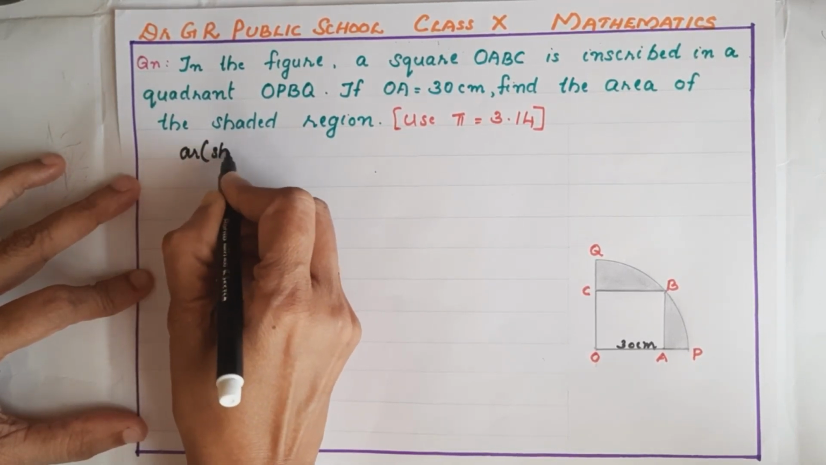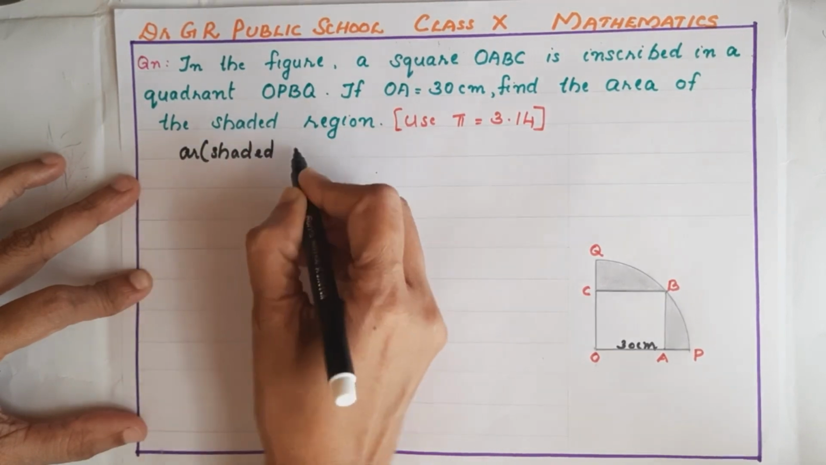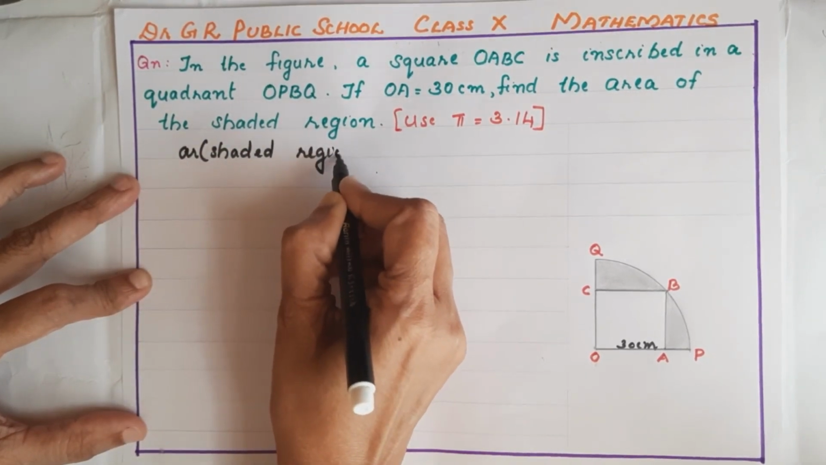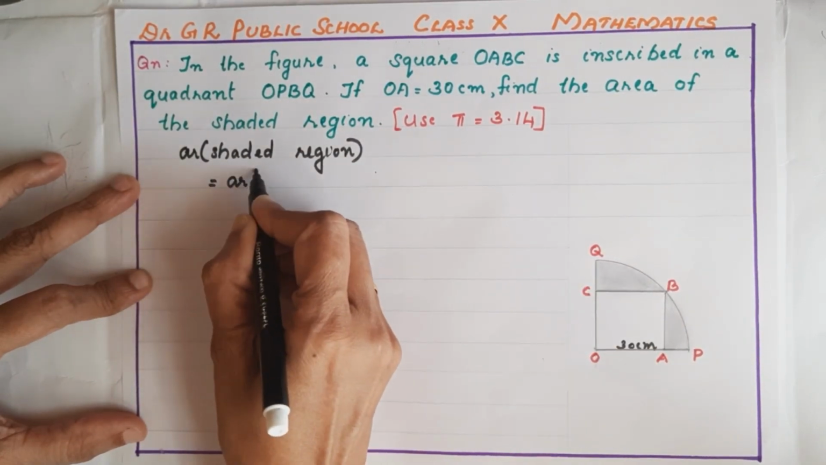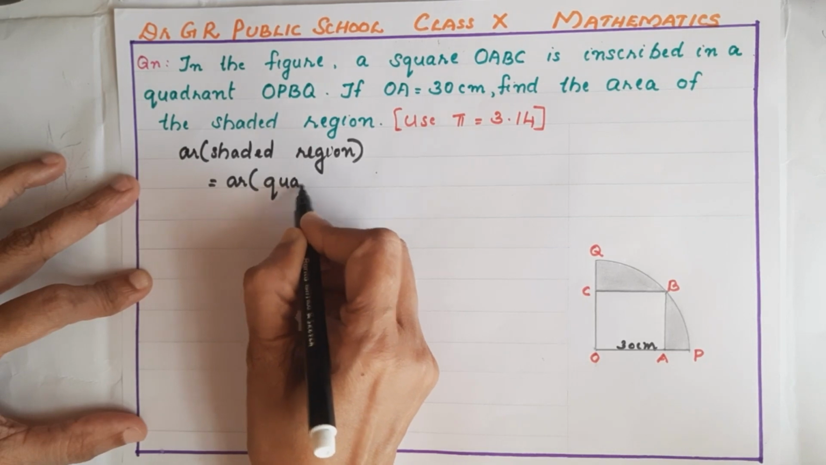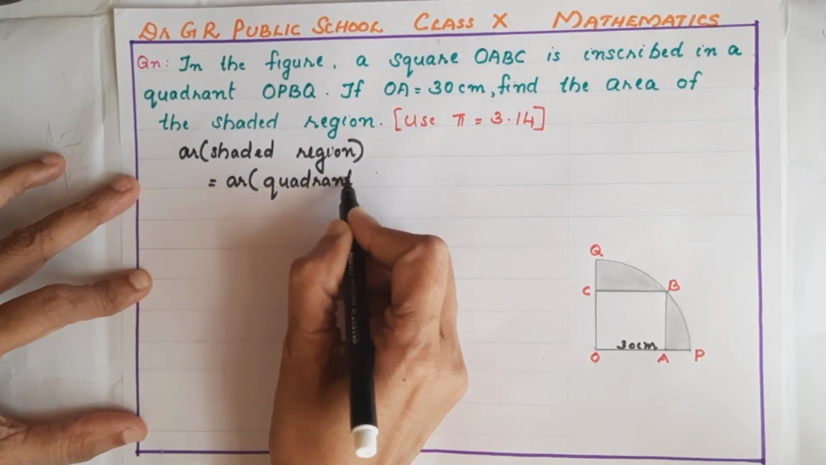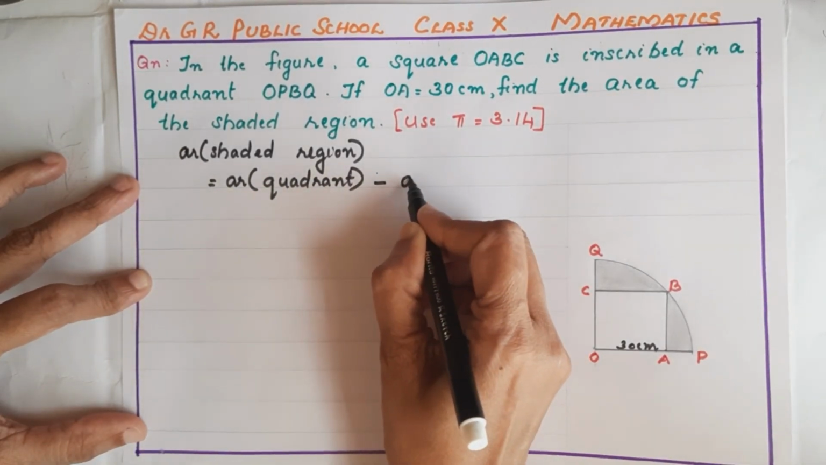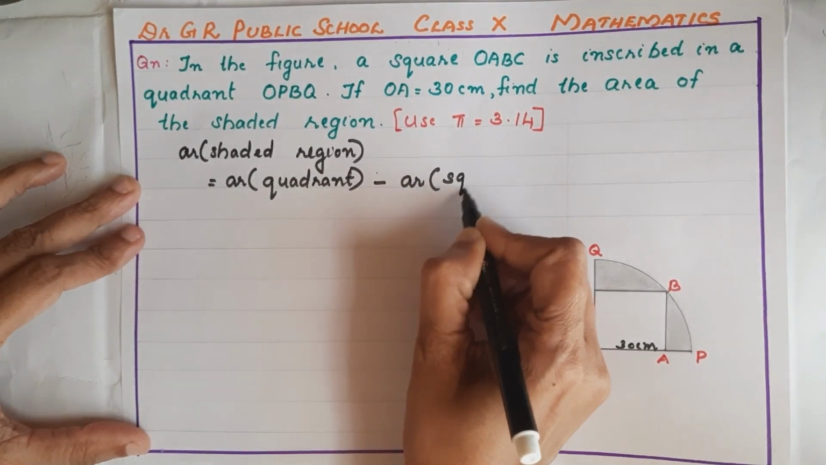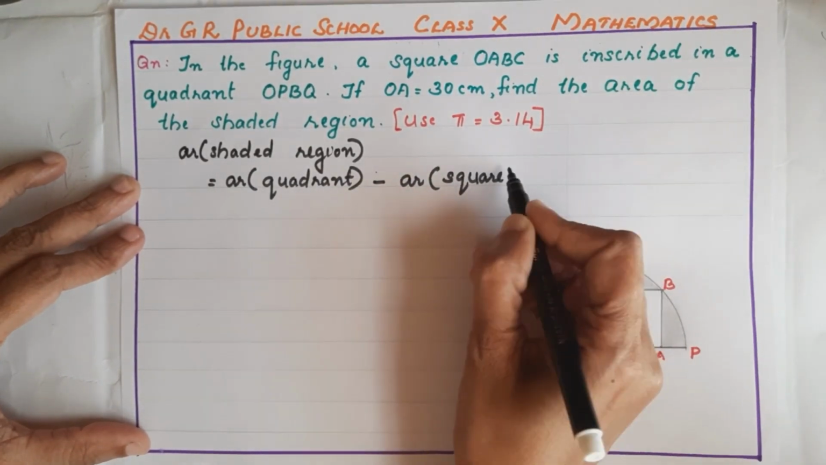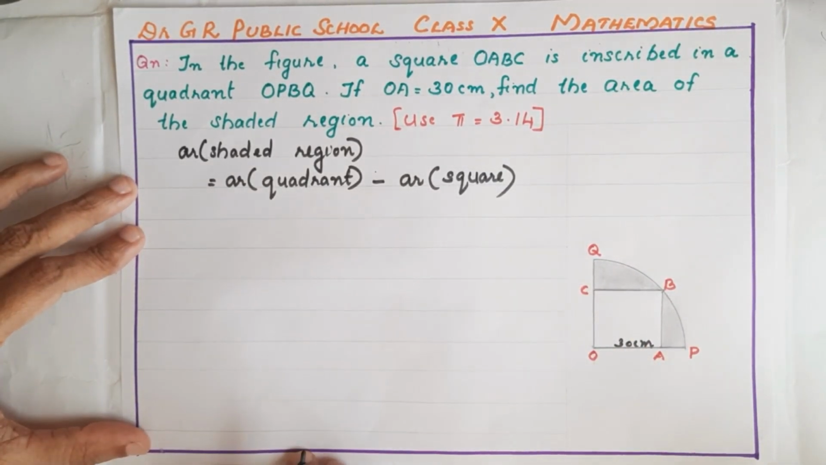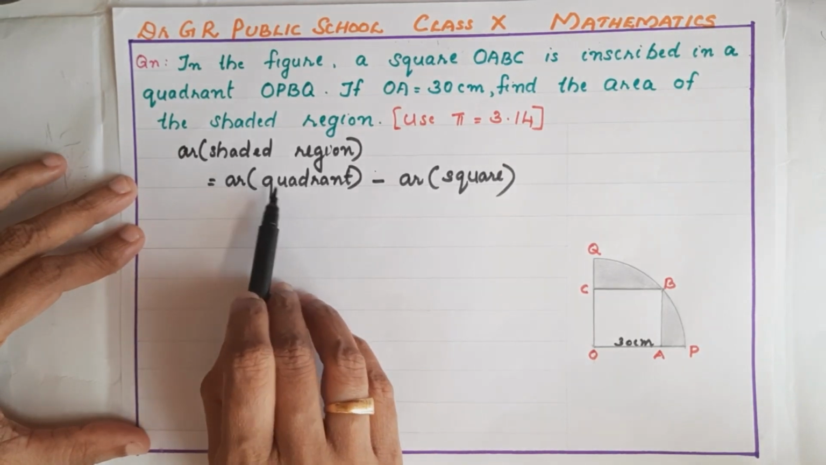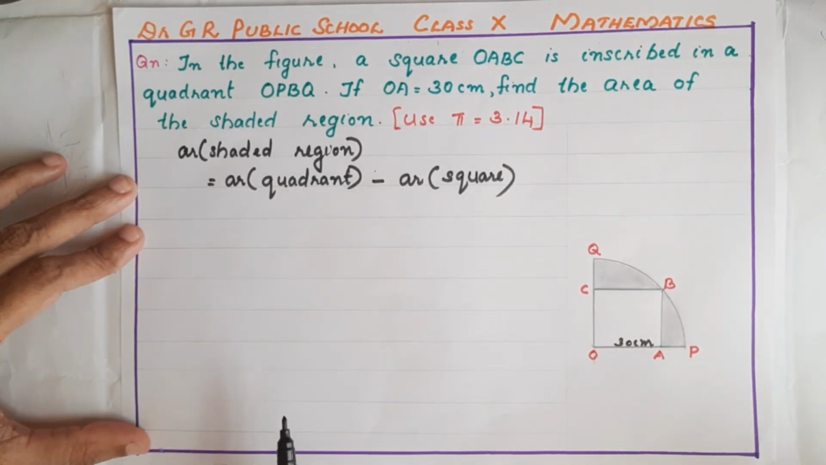So what is to be found? Area of shaded region equal to area of quadrant minus area of square. Isn't it? Area of quadrant minus area of square. Now we have to find out area of quadrant and area of square. So can you find out area of square?